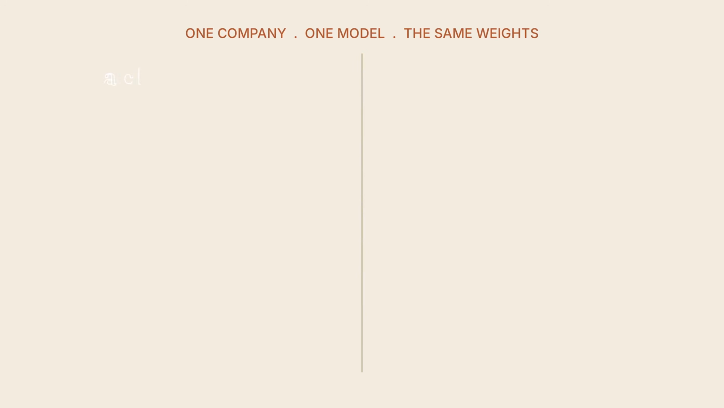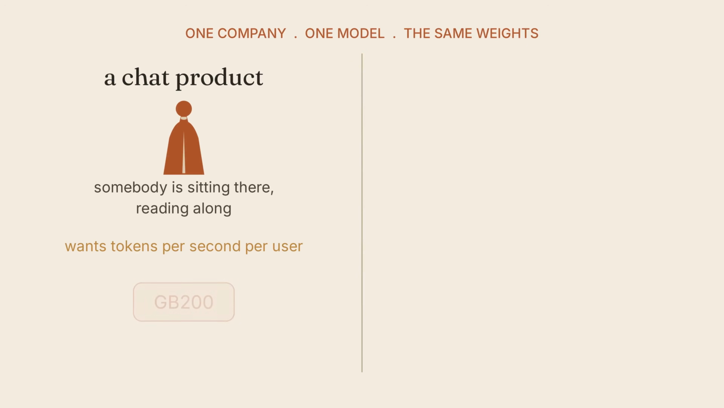So picture two products at one company, same model, same weights, and there's a chat product where somebody is sitting there reading along, so the only thing they will feel is how fast those tokens arrive. And on this data, you'd want the GB200 row.